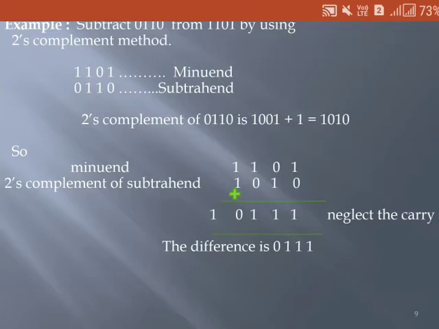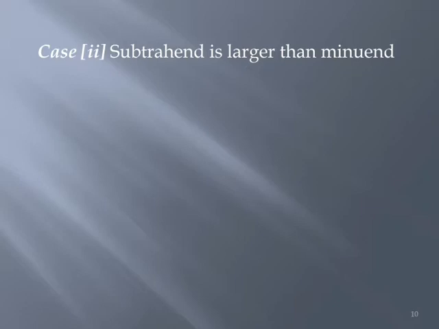Okay, next we will consider the next case, that is, the subtrahend is larger than the minuend. What is the procedure you need to adopt for the second case? That means you are subtracting a larger number from a smaller number. What will happen if you are subtracting a larger number from a smaller number? The resultant will become a negative number. So in that case, what is the procedure you need to consider?